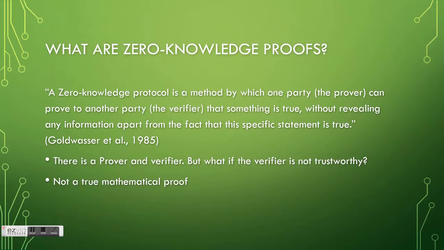Now, for any mathematically inclined persons out there, please note that a zero-knowledge proof is not technically a proof. A true mathematical proof must demonstrate that a statement is always true, and as we will find out soon enough, there is, mathematically speaking, a small chance that a verifier could cheat a zero-knowledge proof.